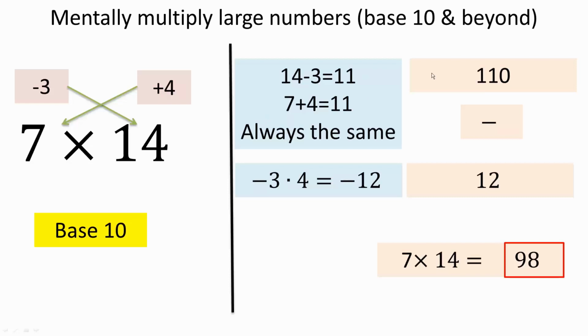11 times 10 is 110. Now we have negative 3 times 4 is negative 12. So 110 minus 12 is 98. 7 times 14 is 98.